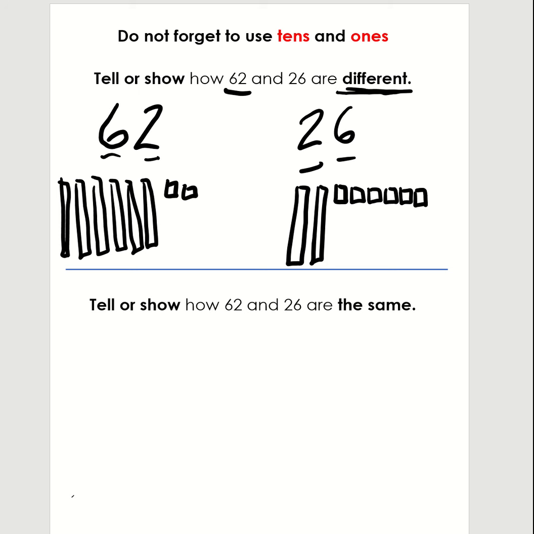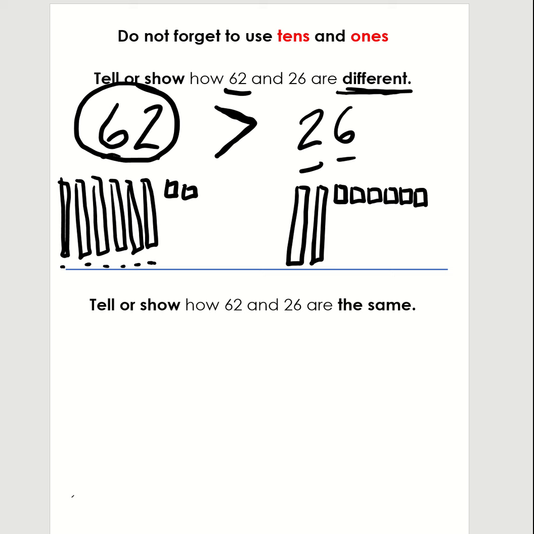Now, when I'm comparing both of these numbers, I can tell that these are different because I know that the number 62 is going to be my bigger number. Because if I look on the bottom here, I'm going to compare the tens first. I've got 1, 2, 3, 4, 5, 6 tens. So I know that 62 is going to be greater than 26.